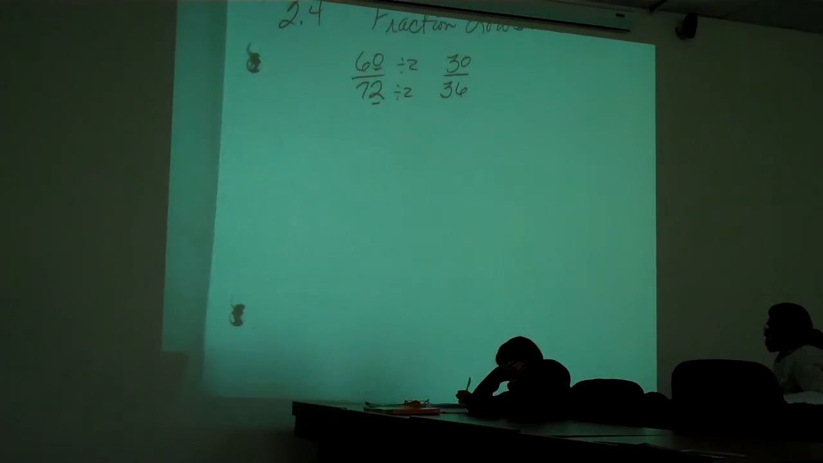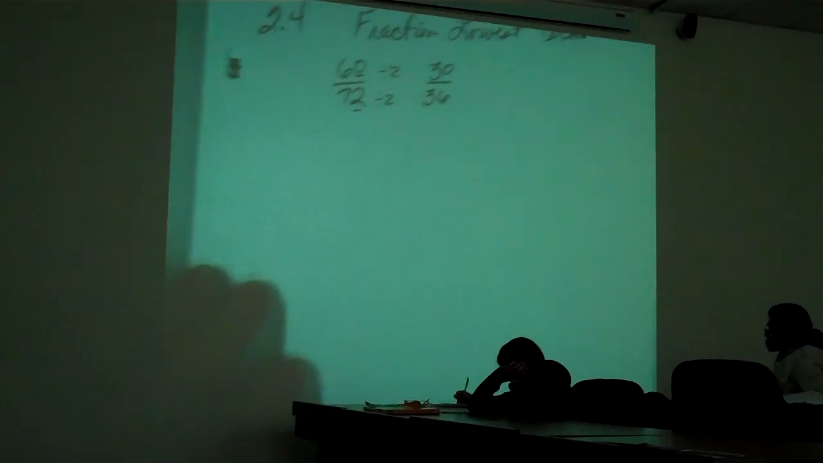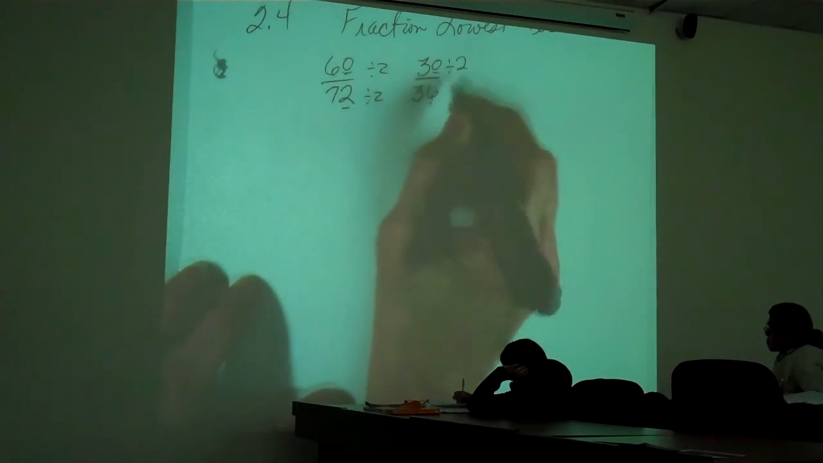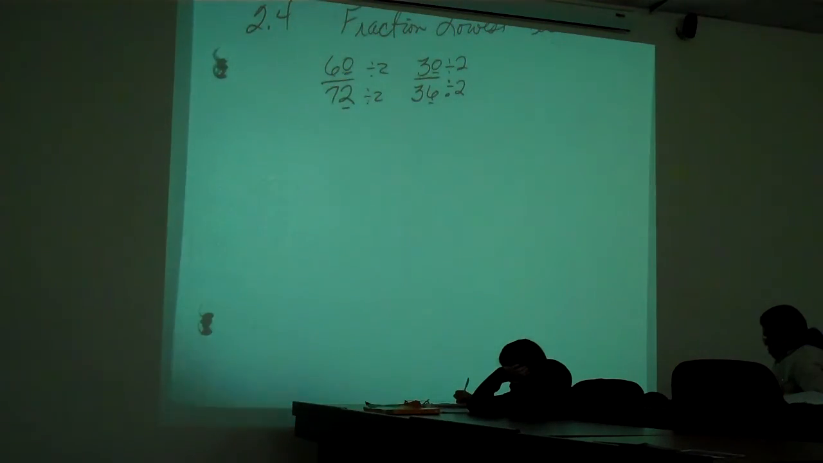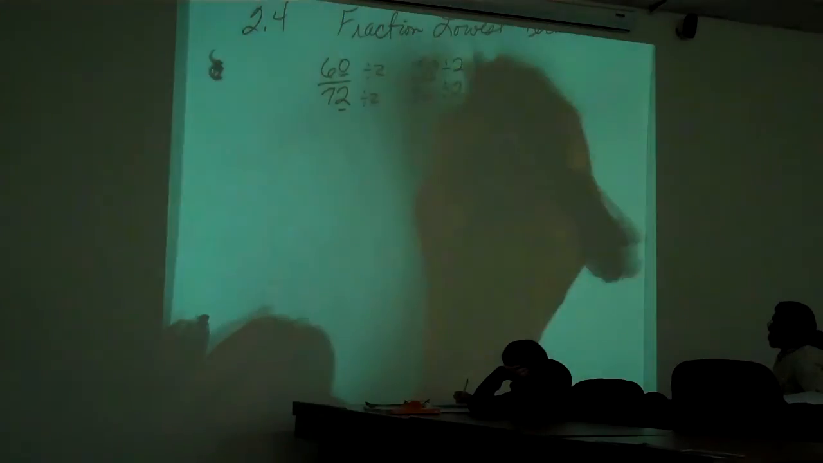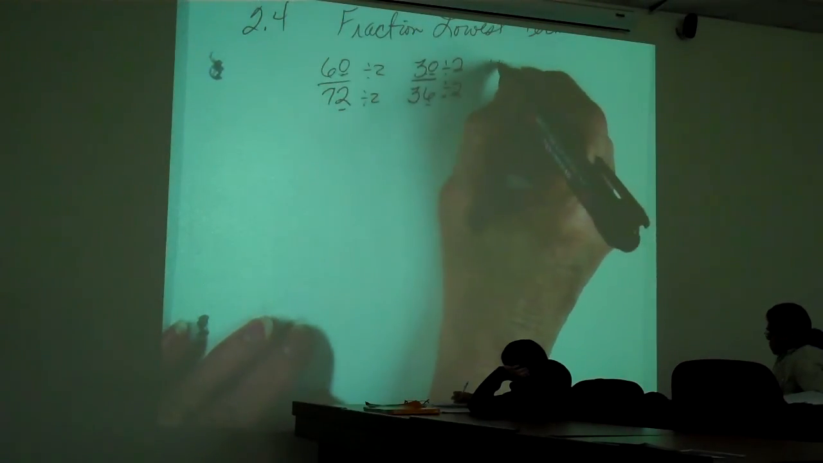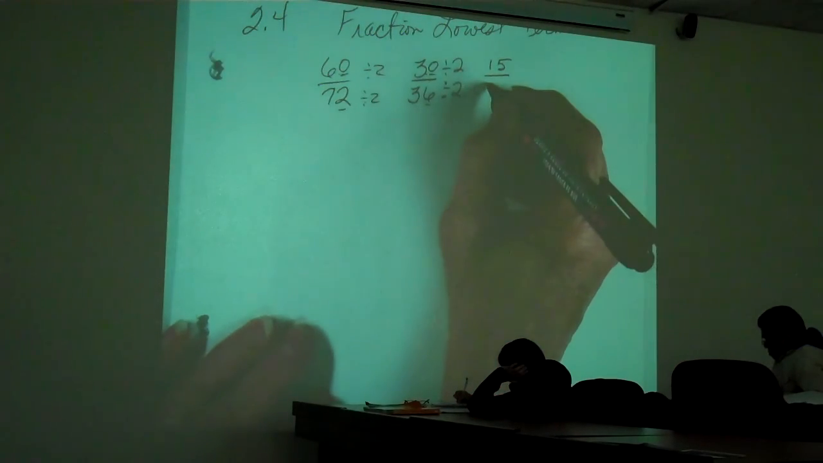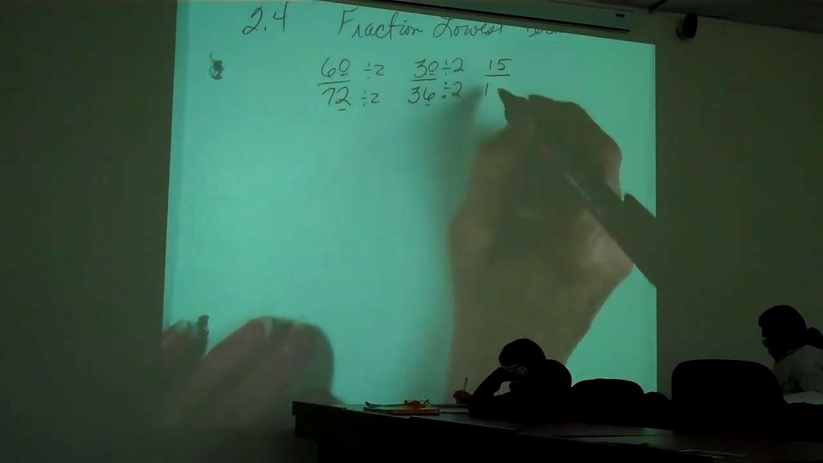Can you divide that again? Yes. Even again, right? Since we can divide by 2 again, we actually could have divided by 4. But if you didn't recognize that you could divide by 4, that's okay. Just do it the way it's easiest, okay? 30 divided by 2 is 15. 36 divided by 2 is 18.